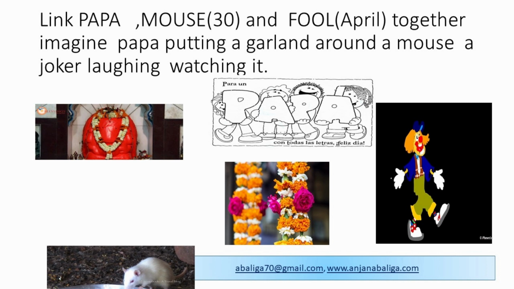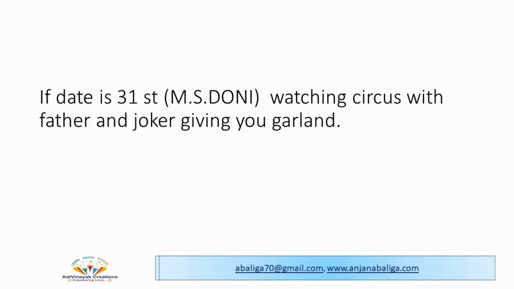So you know it is 30th, and the joker in this picture helps you to recollect that it is the month of April, as he is putting the garland around the mouse. So by keeping this picture intact for months or years together, you remember that your parents' anniversary is on 30th of April. Now let's take, if it was 31st, what are you going to do?